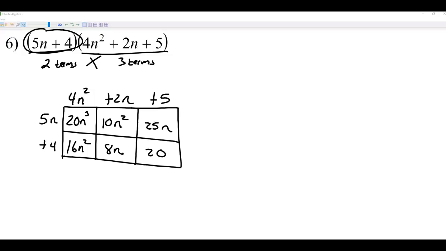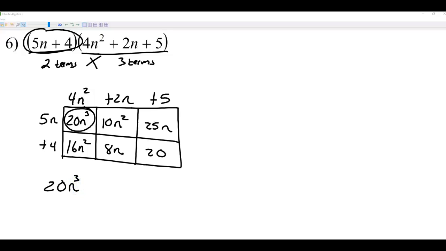Now at this point, I really don't want to write all 6 of those answers out in descending order, so I'm not going to. I'm just going to take them out and combine them as I go. So the biggest power is here, so I'm going to write that one first, 20n cubed.